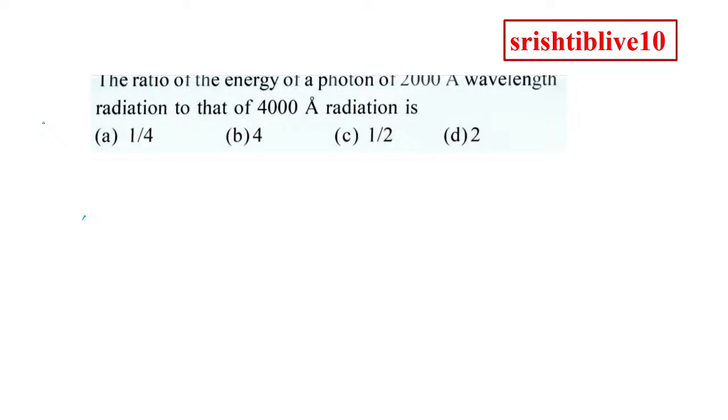The ratio of the energy of a photon of 2000 angstrom wavelength radiation to that of 4000 angstrom radiation is. Again a simple question, simple formula, simple substitutions, and you can find the answer.